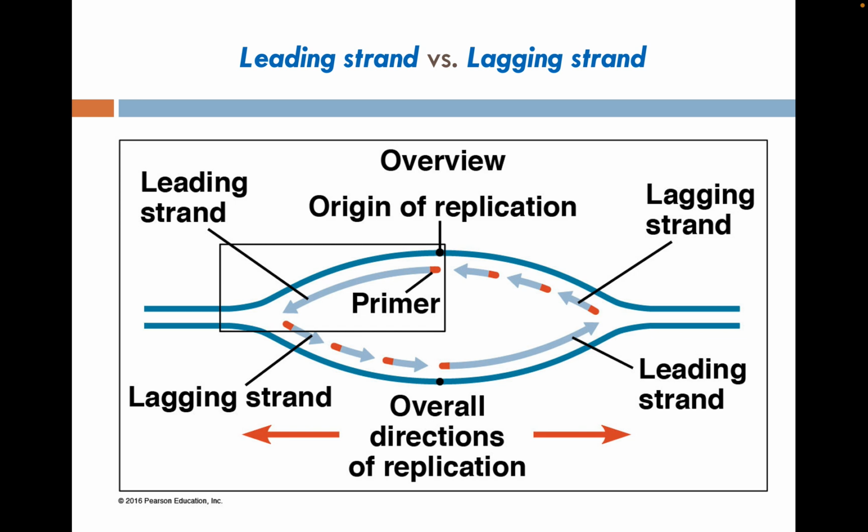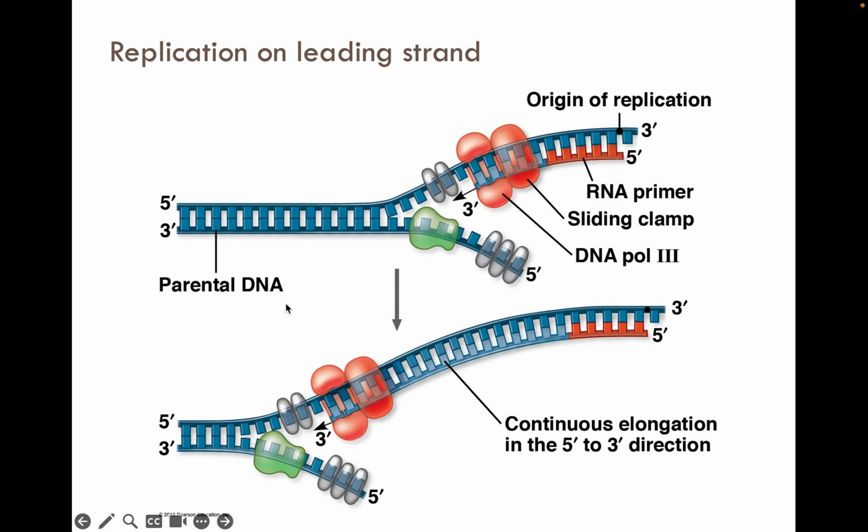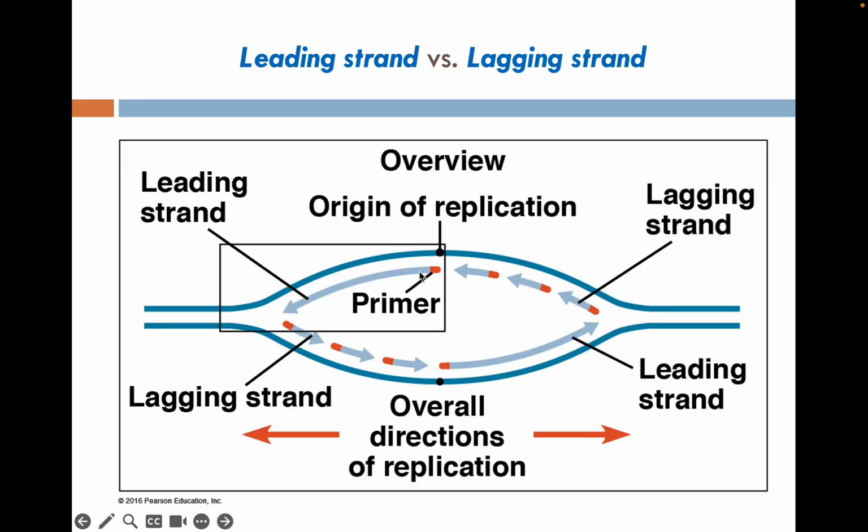Now, I've mentioned leading strand and lagging strand. Let's talk a little bit more about that. So here's our origin of replication. There's the little orange primer. From here, DNA can be produced as a complementary strand in one continuous swoop, one continuous strand. That's called the leading strand. So it goes 5' to 3'.